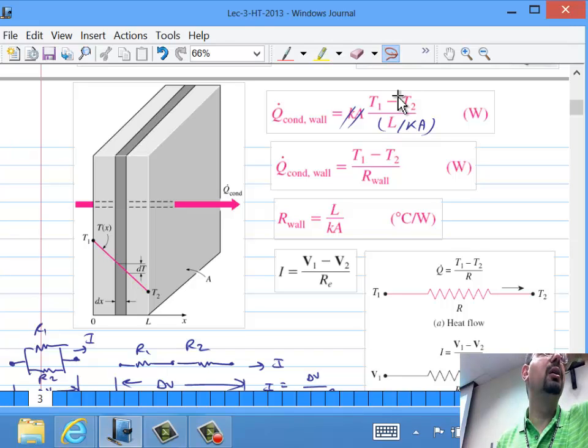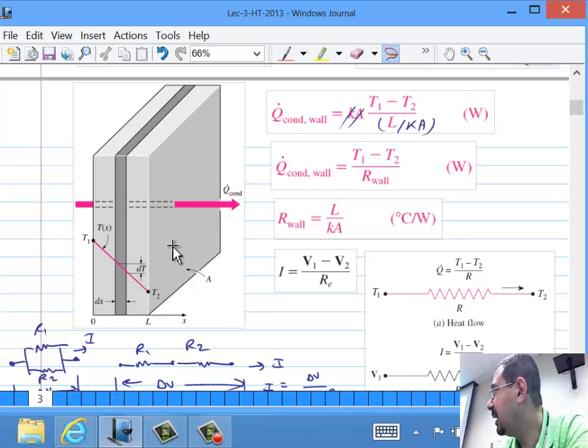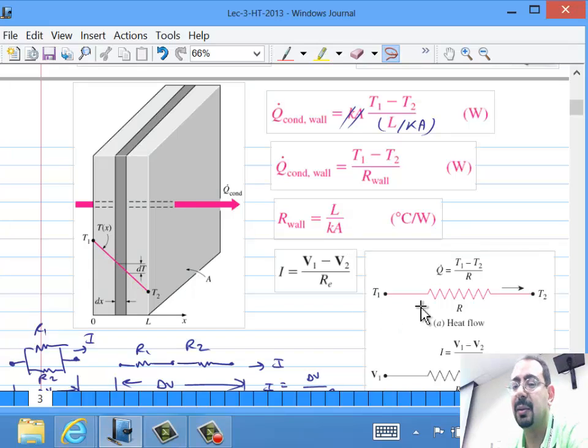Okay. So Q is T1 minus T2 over some resistance. Let's call it R wall. Anytime we have a plane wall, cylindrical wall or spherical wall, those will have different resistances. But for a plane wall, the resistance is L over kA. So there's no need to start from Fourier's law and integrate, and get the constants from the boundary conditions, because there is no heat generation here. The problem is much easier than this.